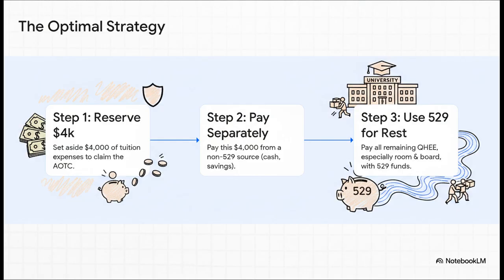The American Opportunity Tax Credit gives you a way better bang for your buck than the tax savings from a 529 withdrawal. So you prioritize it. You carve out that first $4,000 of tuition and fees, and you pay for it with cash or out of a regular savings account. Then you use your 529 plan to pay for literally everything else.